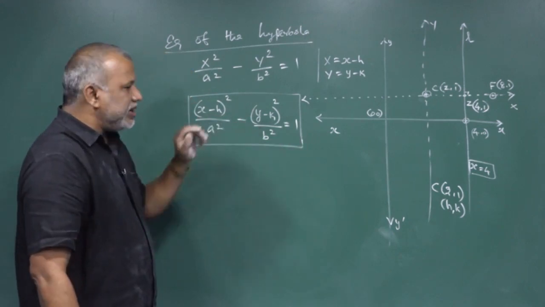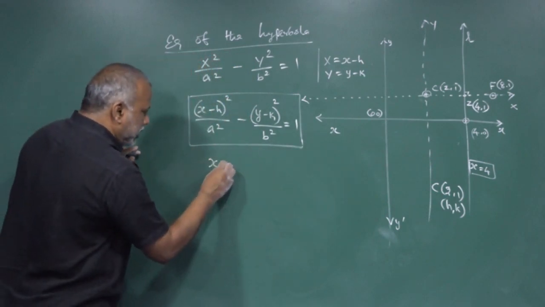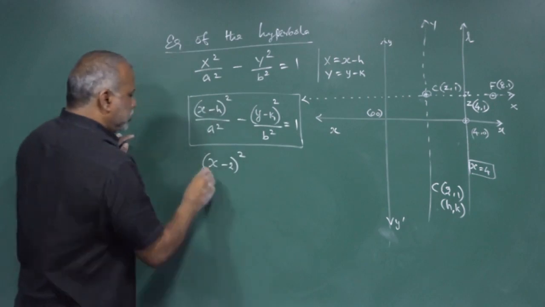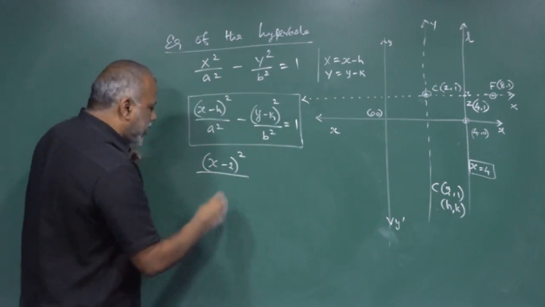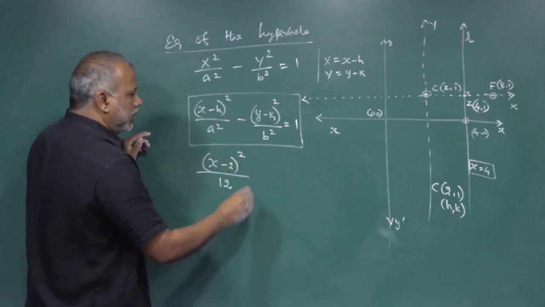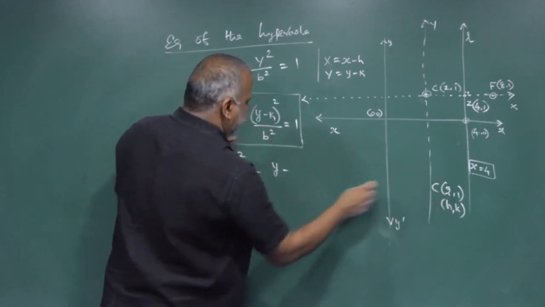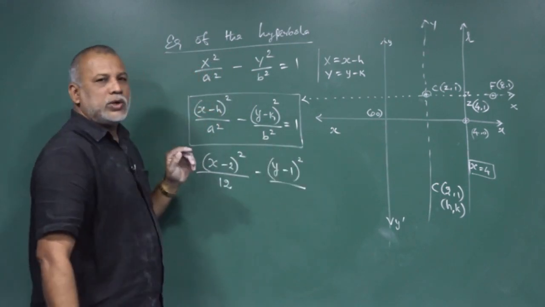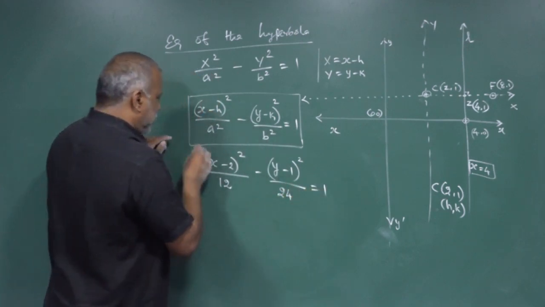So what is the meaning of H, K? Center is denoted by H, K. Just substitute X minus 2, H is replaced by 2, divided by, just now you worked out A squared. What is the value of A squared? Just now you worked out 12, minus Y minus K. What is the value of K here? 1. Y minus 1 the whole squared, divided by, just now you worked out B squared equal to 24. That is equal to 1.